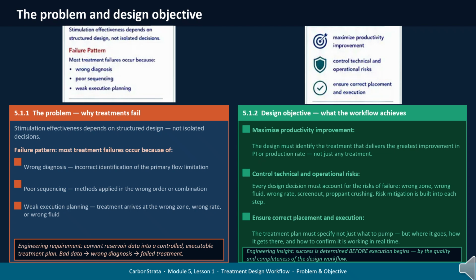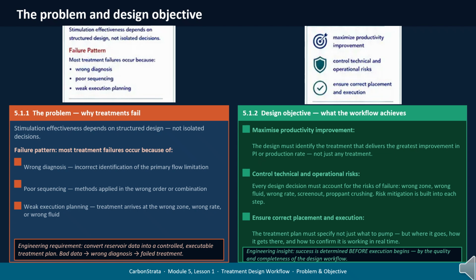Now isolate the first part. The problem is not technical difficulty. It is fragmented decisions. One parameter at a time. One action at a time. Without structure. Now look at the failure pattern. 3 causes. Wrong diagnosis. That immediately destroys the entire workflow. If the problem is misidentified, every step that follows becomes invalid.